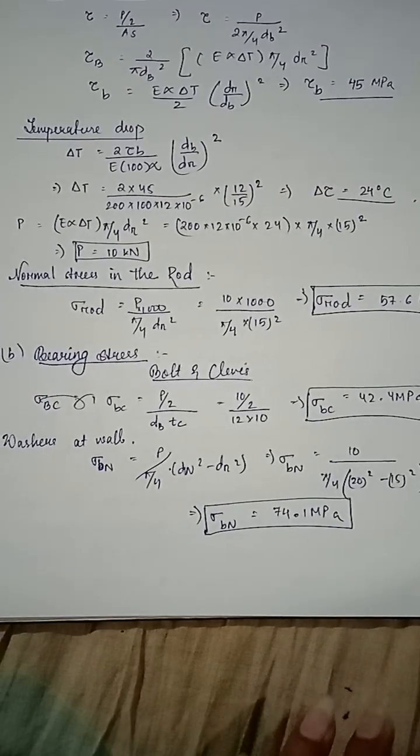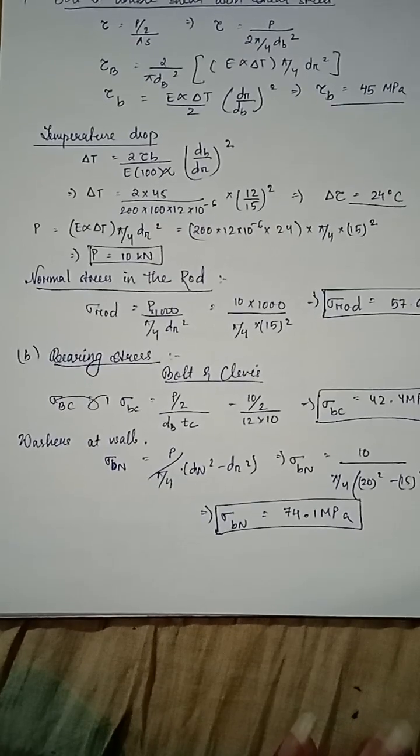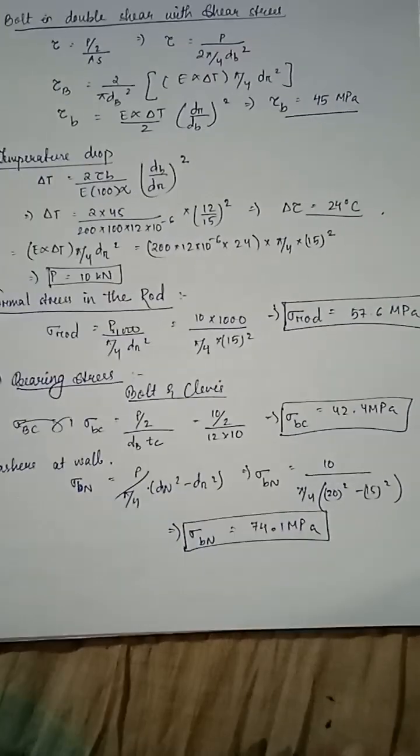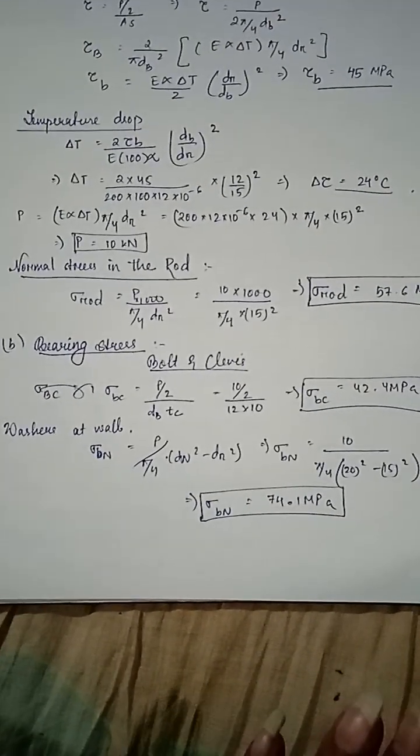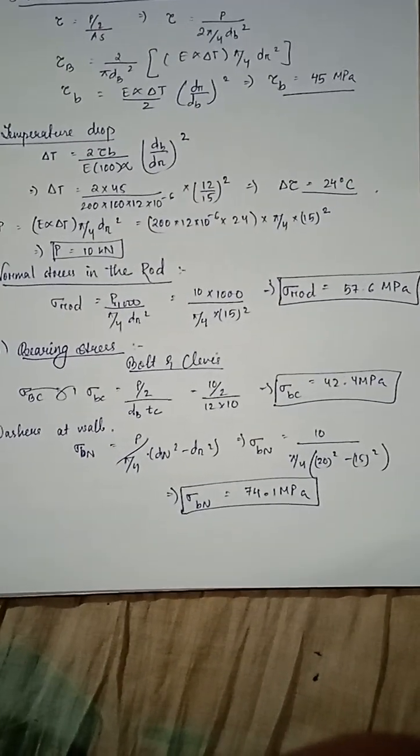P is E alpha del T into pi by 4 dr square, and putting the values, we get P is equal to 10 kilonewton. Normal stress in the rod is sigma rod is equal to P by pi by 4 dr square, implying the stress in the rod is 57.6 megapascal.